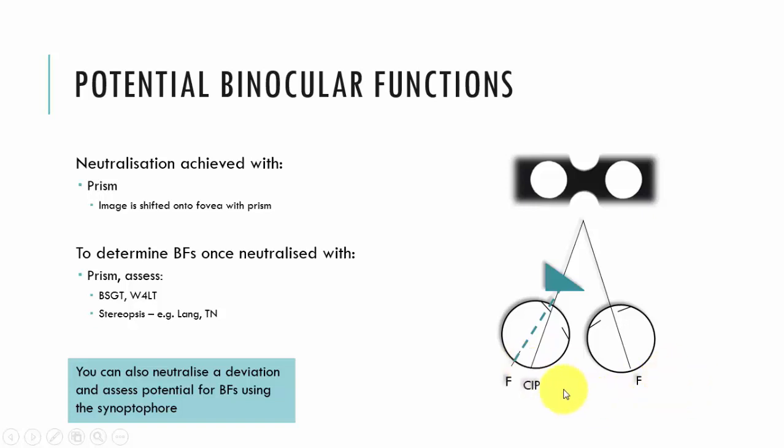And once neutralised, we can present, for instance, a test that determines whether the patient does have binocular functions. So if with the Bagolini striated glasses, with the neutralised angle of deviation, they have a cross, then what we know here is the patient has a normal retinal correspondence. If we have one line, then we know that they have suppression at fovea. You could even assess stereoacuity and see whether that patient has stereopsis once you've brought them fovea to fovea.